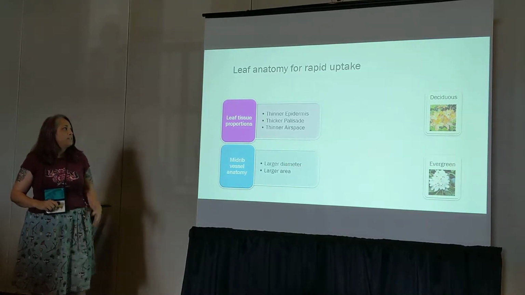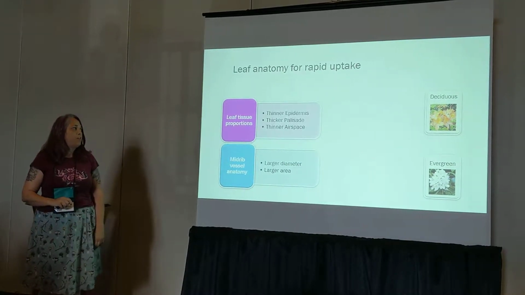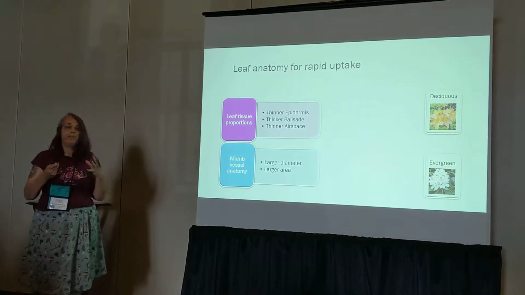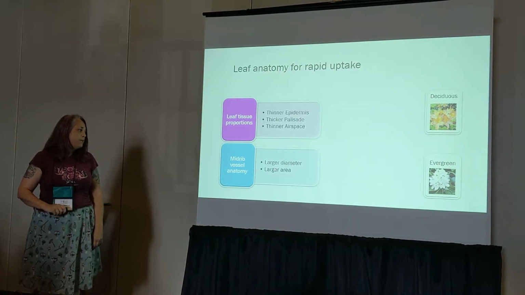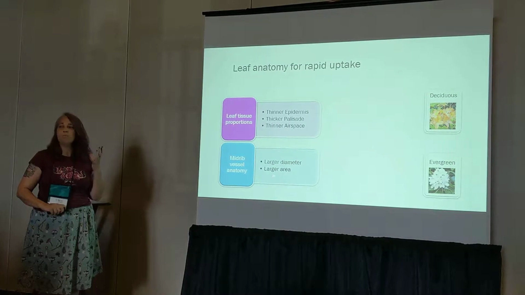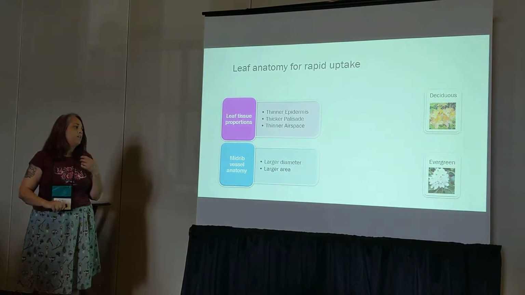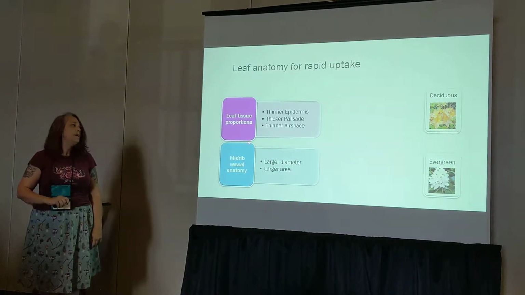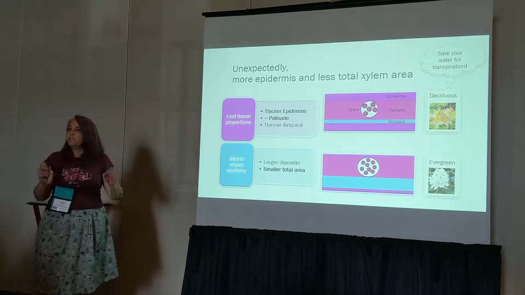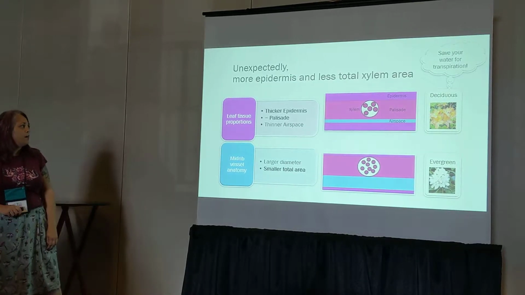And what we expect is that more acquisitive species will have a thinner epidermis, thicker palisade, and thinner airspace so that they can rapidly acquire. And we expect their midrib vessels to be larger in diameter and more midrib vessels because this would have a larger water supply to this really acquisitive leaf. Well, in fact, we did not find all of these things were true.